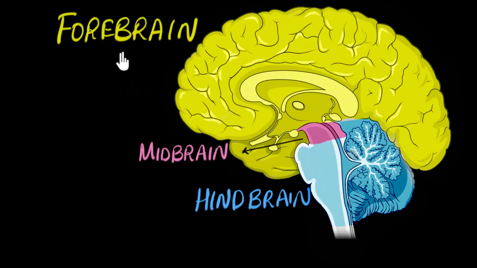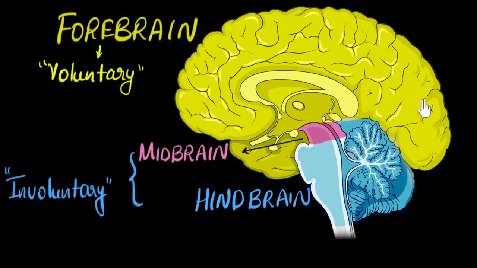Okay, so what are the functions of them? Before we get into the details, to get a broad sense of what these parts do, we can think that the forebrain is responsible for all the voluntary functions, and the midbrain and the hindbrain together are responsible for all the involuntary functions. So when I say voluntary, think about all the actions that you carry out consciously by thinking about them, like to take a walk, or maybe to talk to someone, or decide to watch this video about brains. So all of that is from your forebrain.